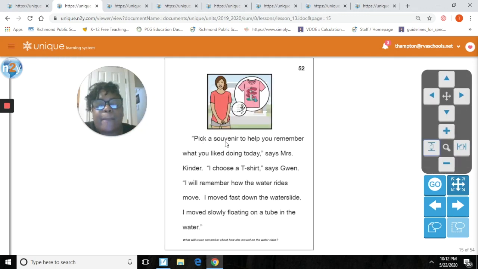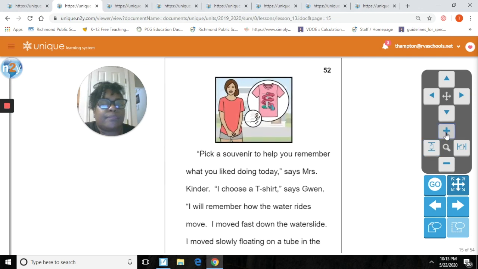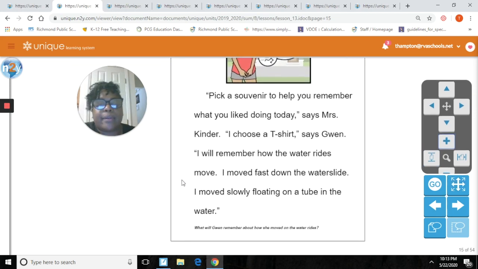It says, pick a souvenir to help you remember what you like doing today, says Mrs. Kinder. I choose a t-shirt, says Gwen. I remember how the water rides move. I move fast down the water slide. I move slowly floating on a tube in the water. Okay? So let's make it a little bit bigger.